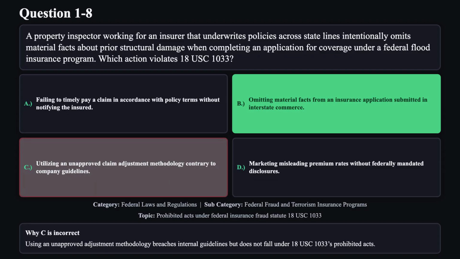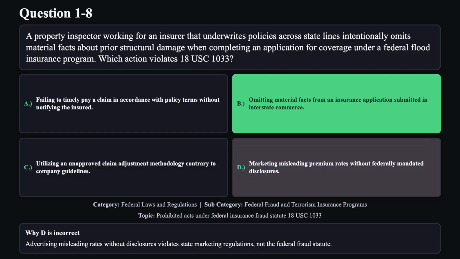Reason C is not correct. Using an unapproved adjustment methodology breaches internal guidelines, but does not fall under 18 U.S.C. 1033's prohibited acts. Reason D is not correct. Advertising misleading rates without disclosures violates state marketing regulations, not the federal fraud statute.